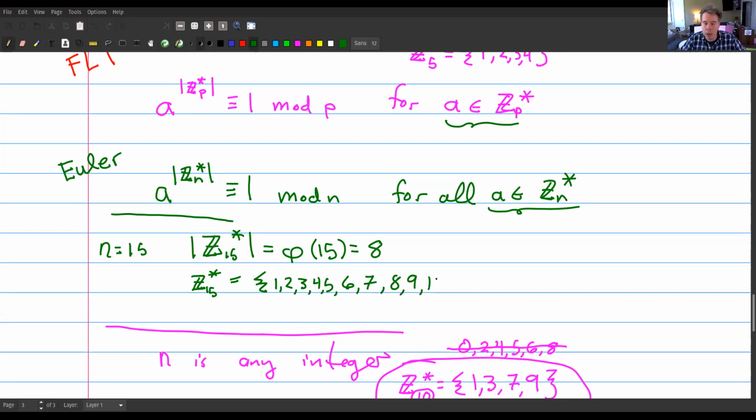12, 13, 14. And now we go through with the red pen and we cross out everything that has a factor in common with 15. So 3 goes, 6 goes, all the multiples of 3 go. And then all the multiples of 5 go also. So 5 and 10. So how many does that leave? That leaves 1, 2, 3, 4, 5, 6, 7, 8.